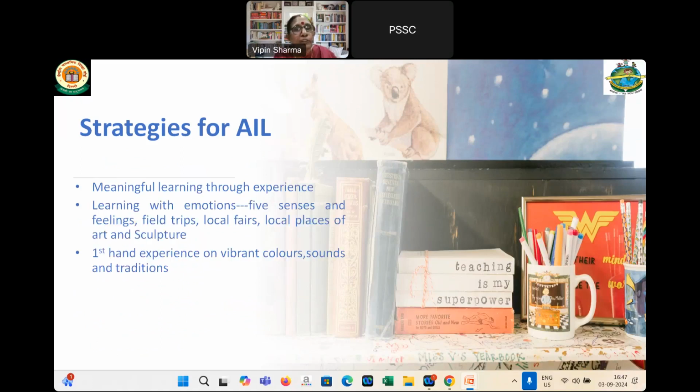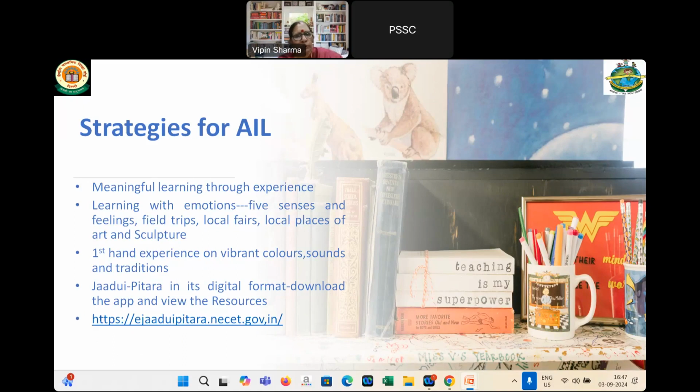Now, meaningful learning through experience. Learning with emotion. See, in small classes, teachers do actions. Why? So that they learn better. Learning with emotions, five senses, feeling. Field trips, local fairs. I already spoke about that. First-hand experience of vibrant colors, sounds and tradition. Jadui Pitara, you can look into this on the web, check the website and you will get various ideas on how primary students can explore this Jadui Pitara.